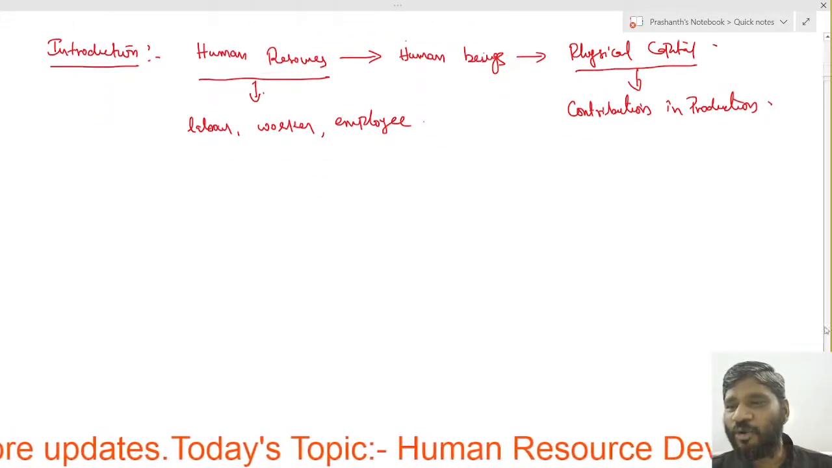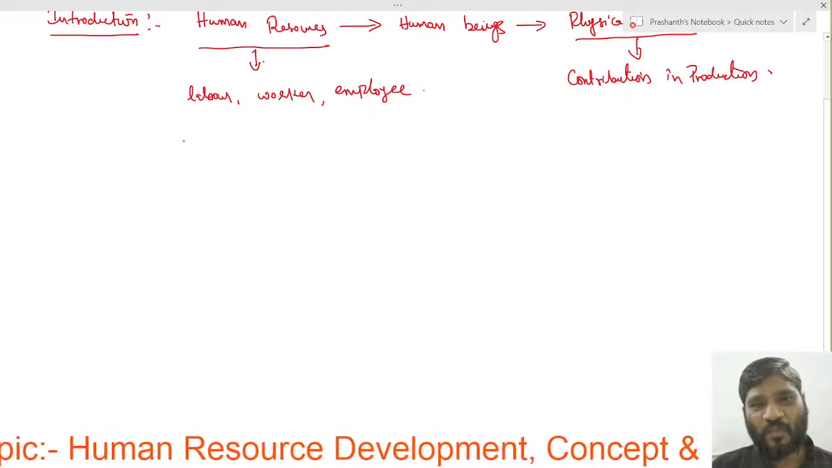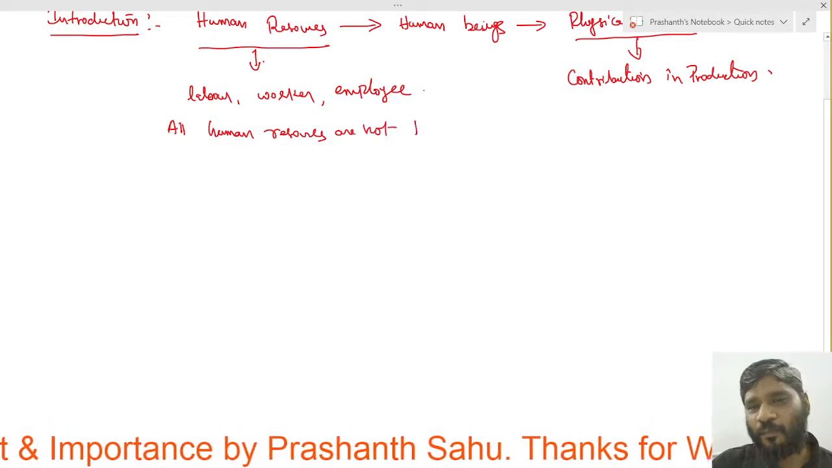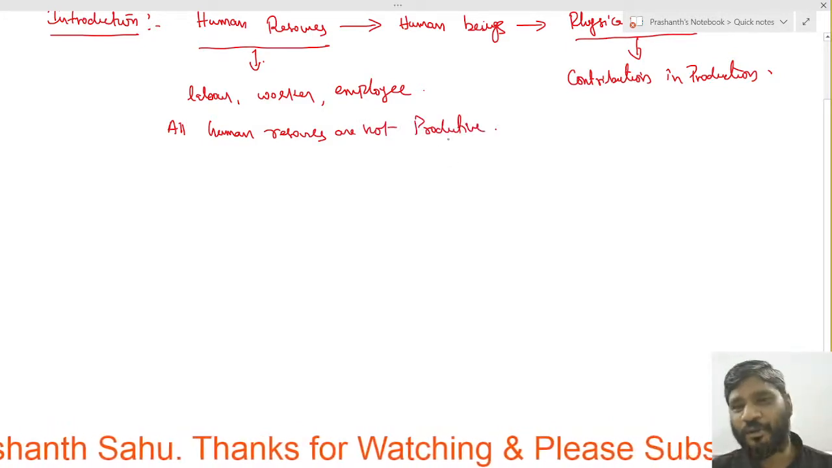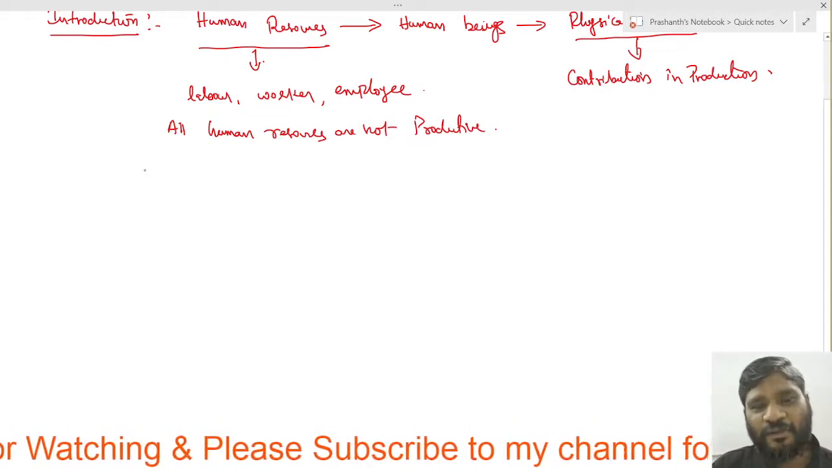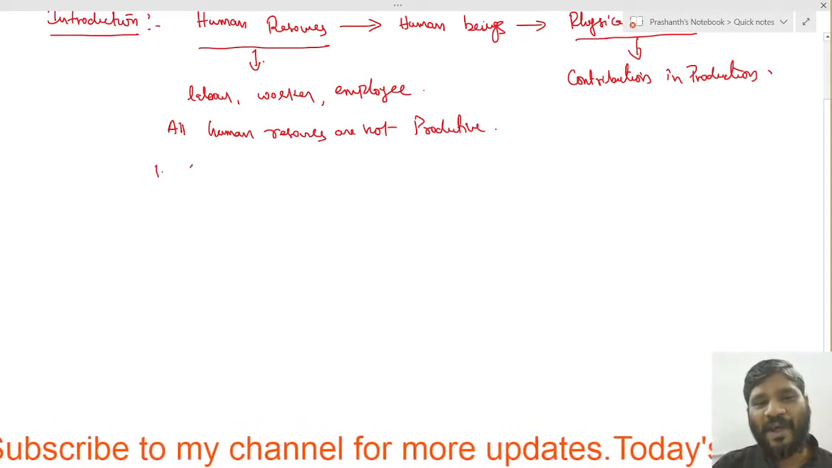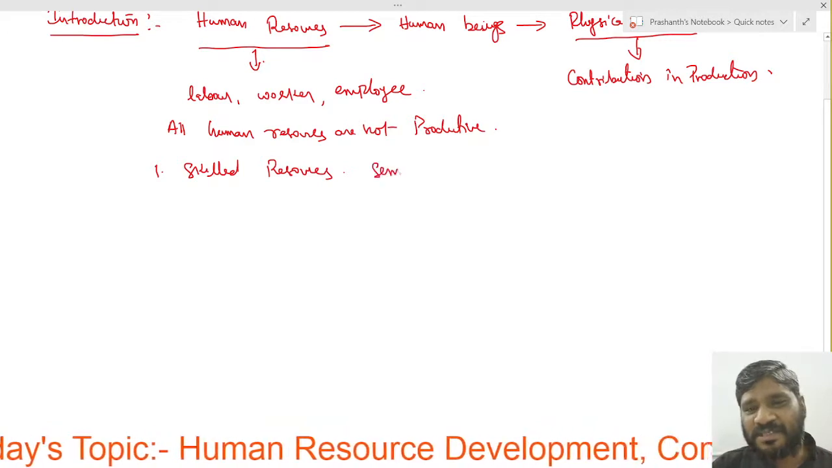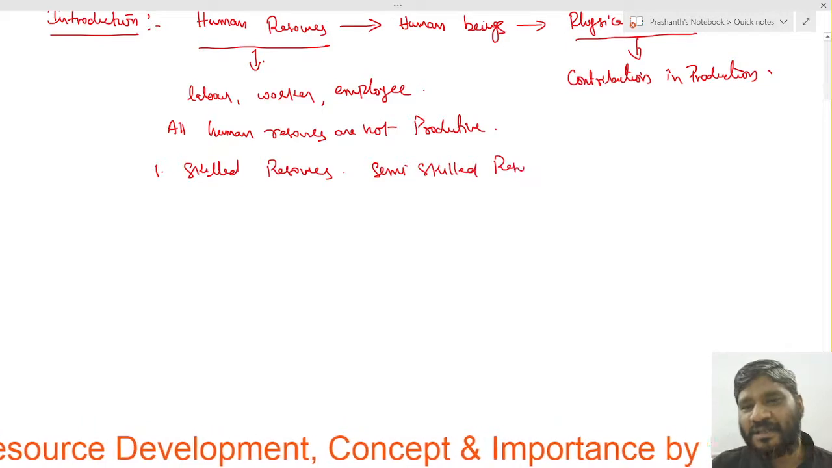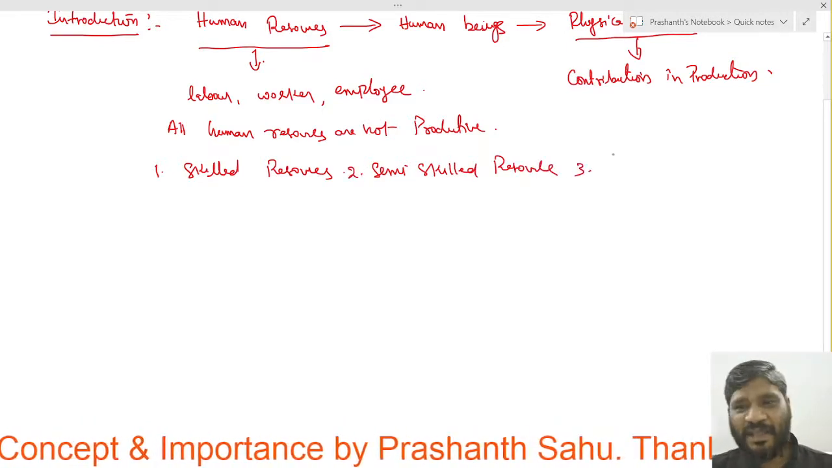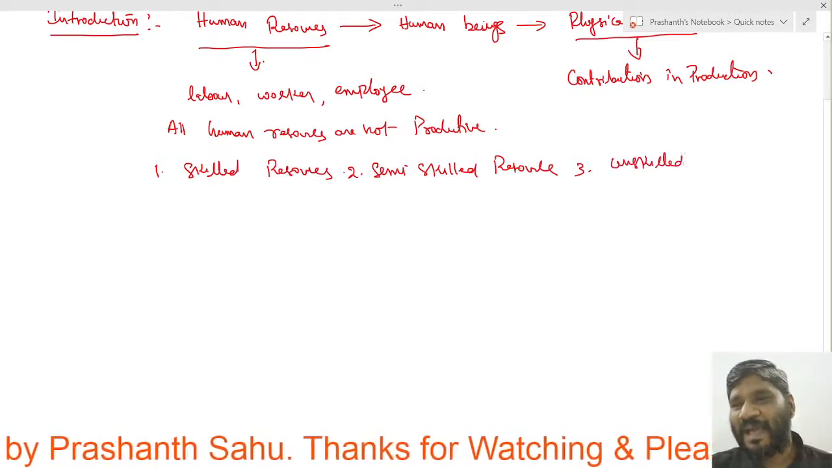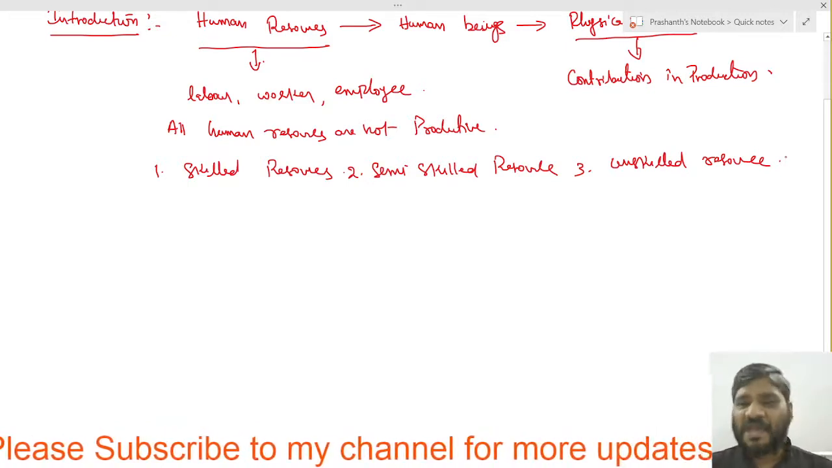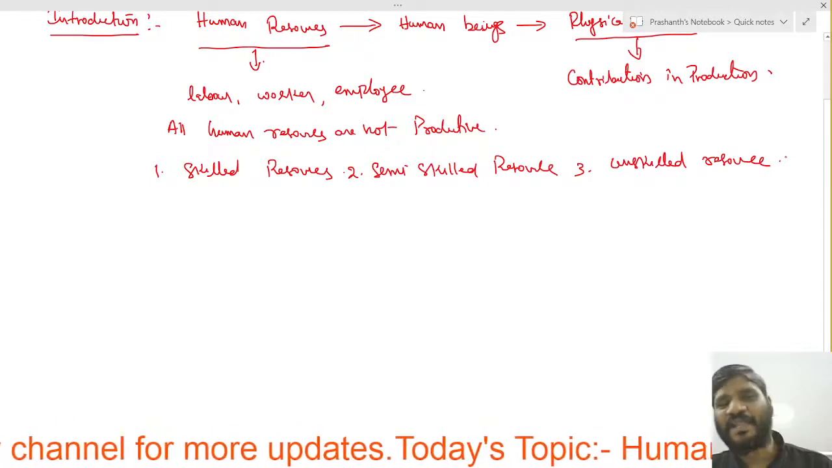Why? Because all human resources are not productive. Why? Because in our country we used to have three types of resources. Number one, skilled resources. Number two, semi-skilled resources. And number three, unskilled resources. So we have three types of resources: skilled resources or skilled labors, semi-skilled resources or semi-skilled labor, and unskilled resources, which are nothing but unskilled labor.